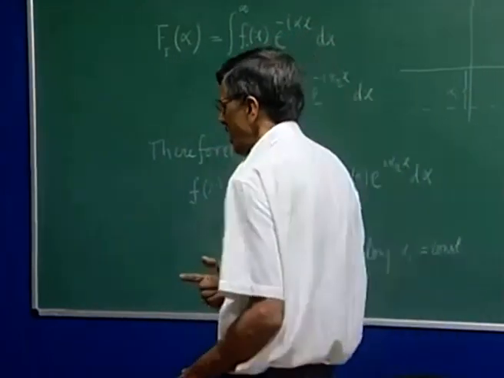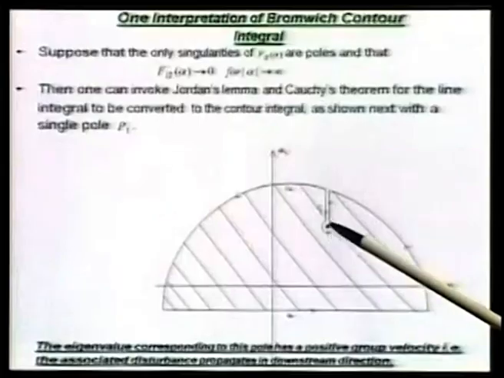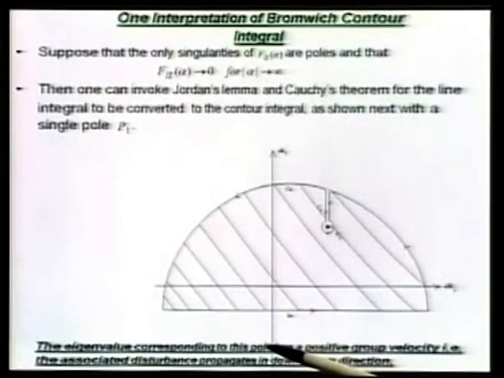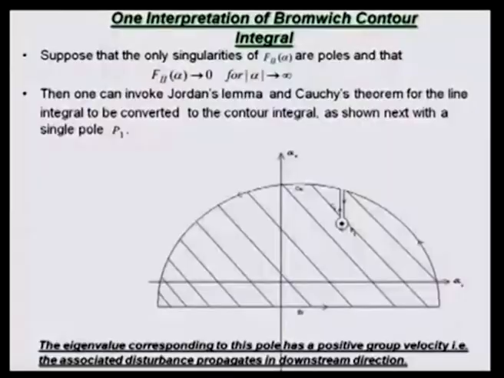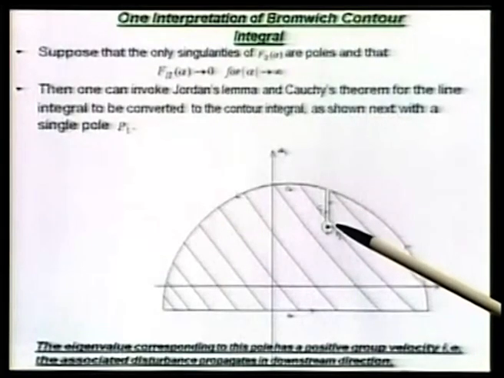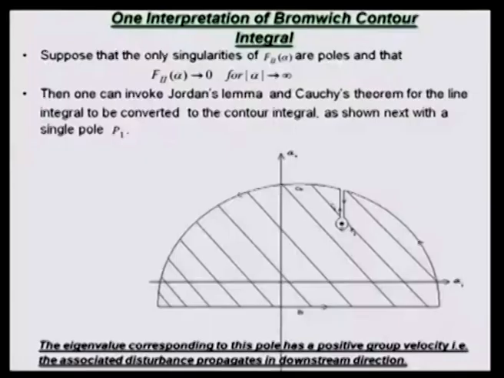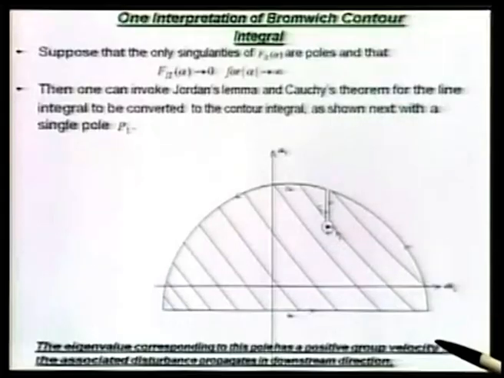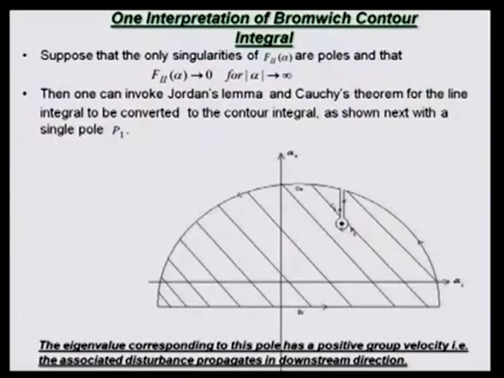So, let us say this point, that P1 that we have found out, that is a pole, has a positive group velocity. So, what does it mean? This disturbance will go downstream, positive group velocity. If it was negative, then it would be like this. So, what happens is, you must be already started thinking that a priori when I start a problem, how do I fix my Bromwich contour?